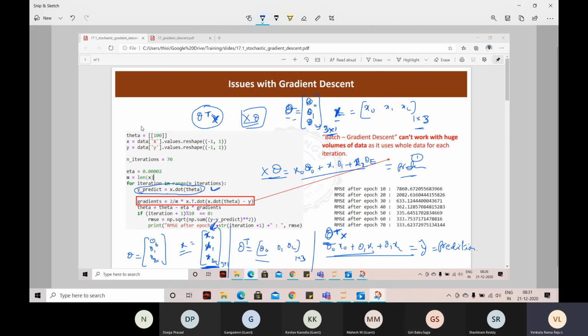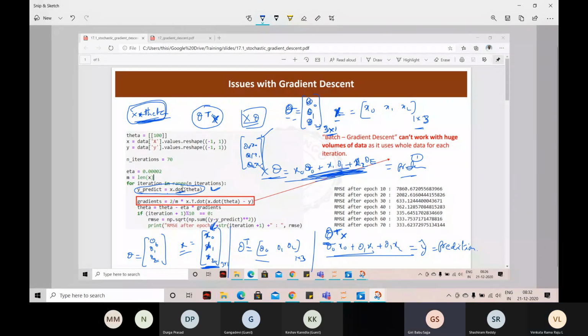If you do x star theta, that's going to be element-wise multiplication. It's going to be another vector with theta 0 x0, theta 1 x1, and theta 2 x2 multiplication. You are going to get one vector. We need a scalar, right? A predicted value. To get that, you need to do the dot product of two matrices. Any other questions?